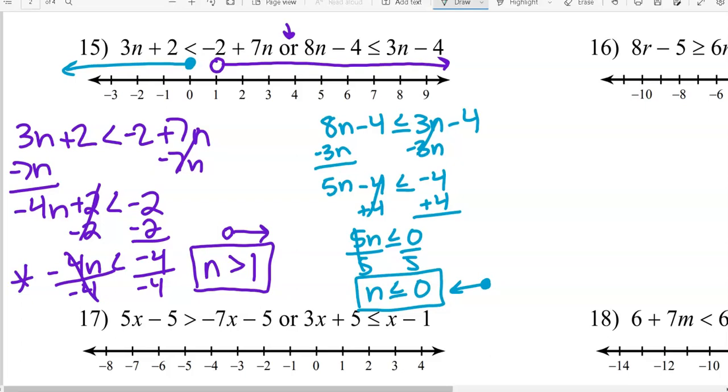So a little bit more work to do with this one, but still, this is nothing brand new. None of what we're doing today is brand new. It's a bunch of things we've already done put together.